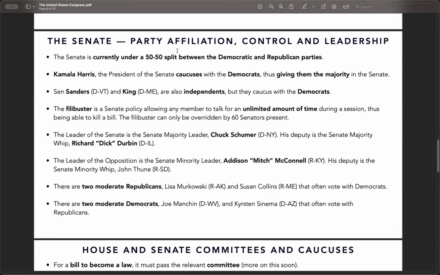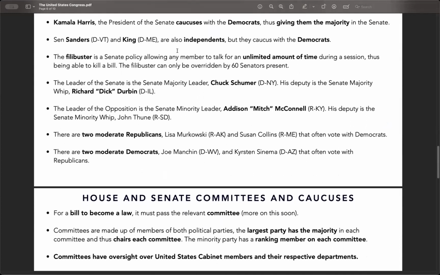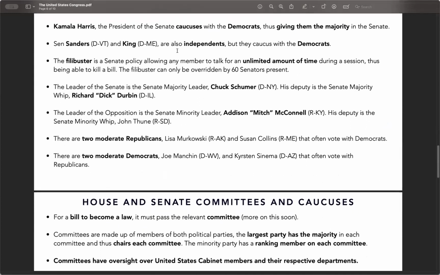Let's cover the Senate. Again, this shifted after the last midterms. The Senate is now under a Democratic majority. The Vice President has a tie-breaking vote. And even though there aren't technically 50 Democrats, I think the current split is 51-49 officially. Senators Sanders and King are independents, but they caucus with the Democrats.